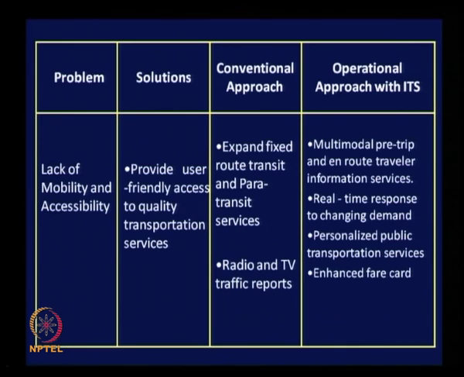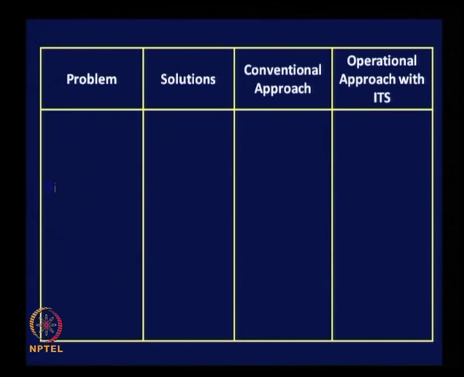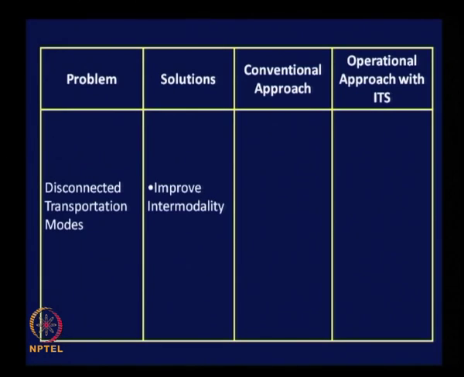And other common problems that we face in urban travel is disconnected transportation modes. We have different modes of transport available in some cities, but they operate in isolation, maybe because of the operational policies of different operators or for want of coordinating system to integrate these modes and operate the whole set of modes as one system. And the possible solution or methodology of providing solution is improve intermodality or improve connectivity between the existing modes.